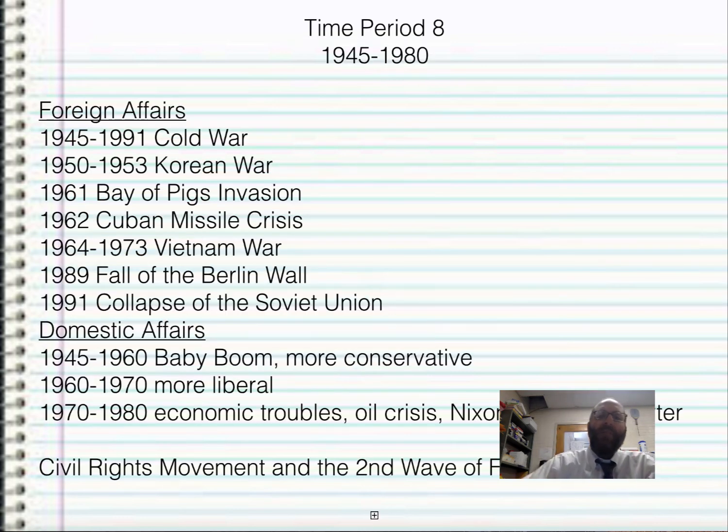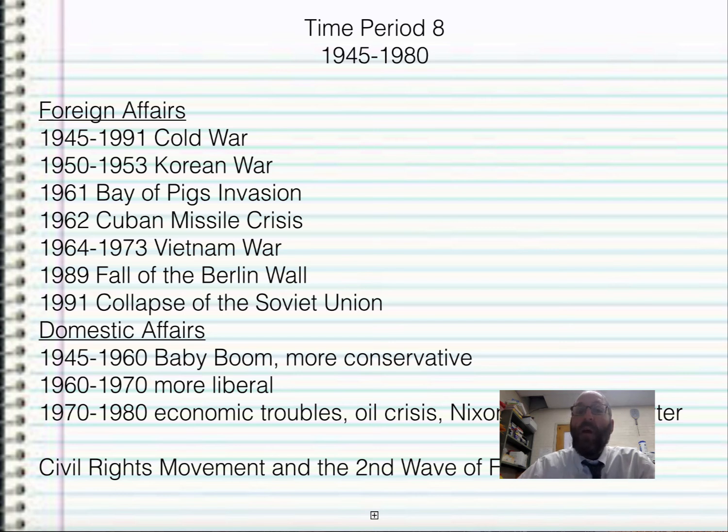And then we will wrap this up with time period 8. As we talked about in class, there are a few different ways you could teach this. Some people may just do it decade by decade, but I like to break it up into themes. So you have foreign affairs first. We are mostly impacted by the Cold War during this time period. And the Cold War, you'll see proxy wars in Korea. So the Korean War is 1950 to 1953.